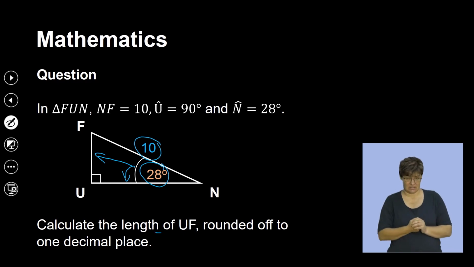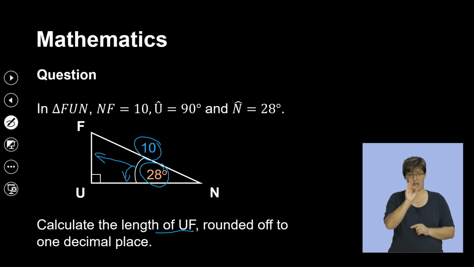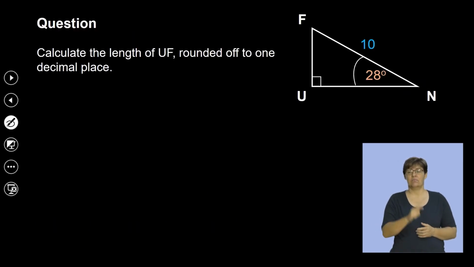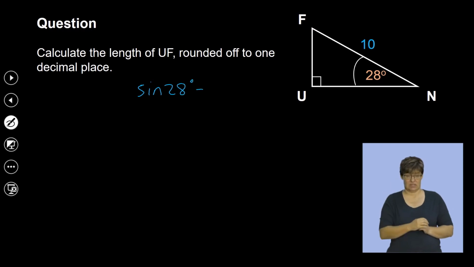The question wants us to find the length of UF, right? Rounded to one decimal place. So UF will then be the opposite side. So remember, I have the hypotenuse, I am looking for the opposite, I have the angle, then my ratio will be the sine ratio. So to solve this, I will then use the sine ratio because of everything that I have. So this will be sine 28 degrees, which is equals to the UF, which is opposite, remember that, over 10, which is the hypotenuse.